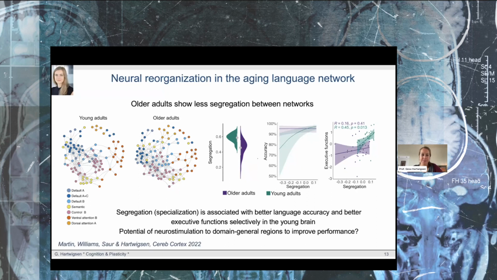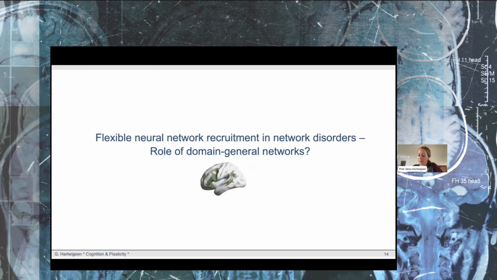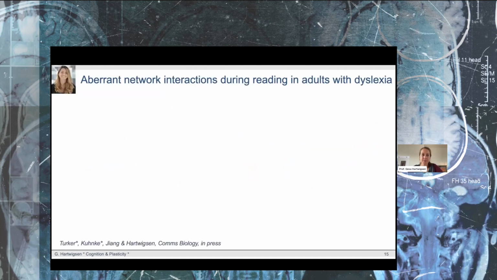I will not focus on these data. So now we know a bit how plasticity during language or flexible adaptation may look like in healthy young and aging brains. But one question that we are also very interested in is how this looks in network disorders. Which role do domain general networks play in network disorders? And one network disorder is dyslexia. So this is a learning disorder characterized by impaired reading and writing.